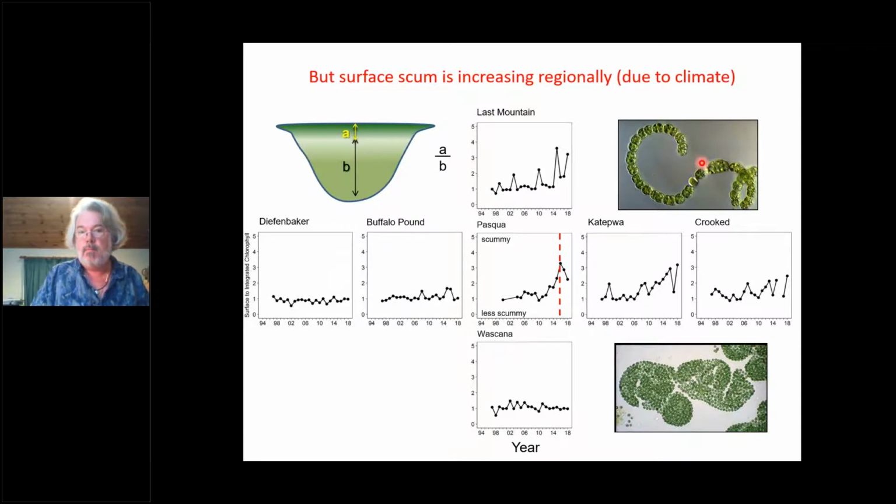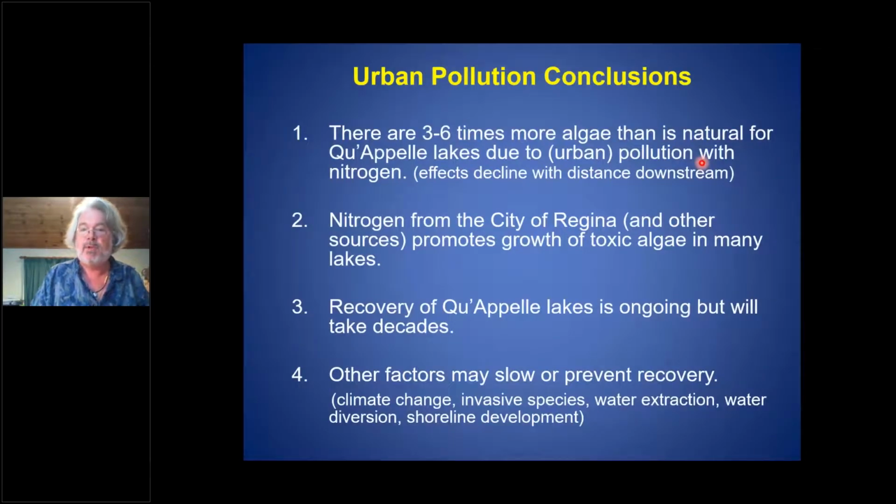So we see there's 3 to 6 times more algae in Wascana due to urban pollution with nitrogen. We found out that the city was the main source of nutrients and that it was producing toxic algae, and that the recovery of the lakes is ongoing. Now, we are concerned because of that last little bit that I told you. The global warming is going to make it harder for the lakes to recover. And basically, the cyanobacteria, the blooms, like it hot. The warmer the water, the better they do.